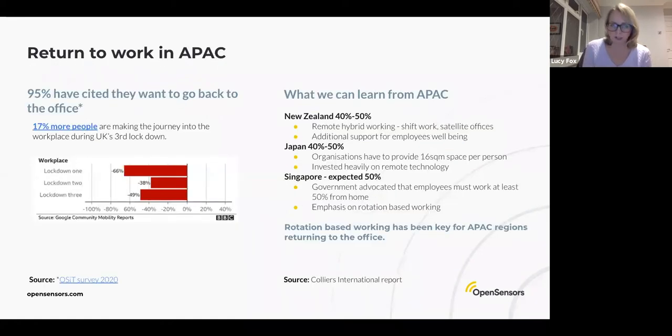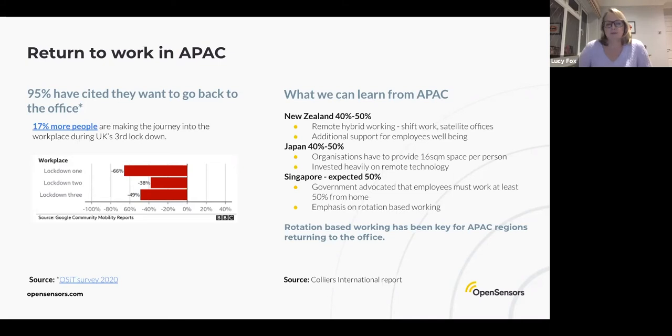So this was all very much based over the first lockdown and how life's been through 2020. From a UK perspective, now we're in lockdown 3. What is the data telling us? What we're seeing is that 95% have cited that they want to go back into the office. That's quite a significant shift to how it was when we were in lockdown 1. We're seeing, and it's been quite widely reported, that 70% more people are making the journey into the workplace, comparing between lockdown 1 and lockdown 3.